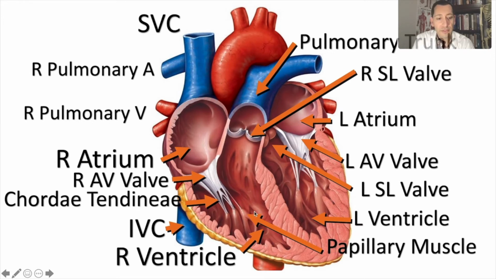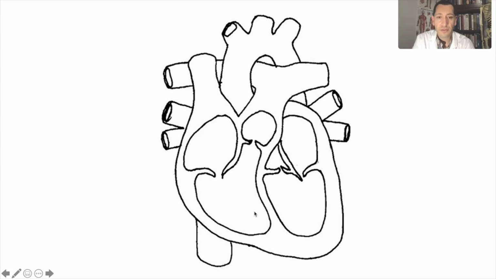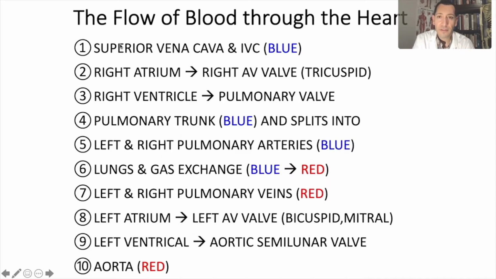So let's just do this one more time. We have the superior and inferior vena cavas. They enter the right atrium through the right atrioventricular valve, or the tricuspid, and into the right ventricle. Then it takes a turn and goes up through the pulmonary valve and into the pulmonary trunk. All these are blue, blue, blue, blue, blue. Why? Because they haven't yet been oxygenated. They haven't picked up oxygen yet.